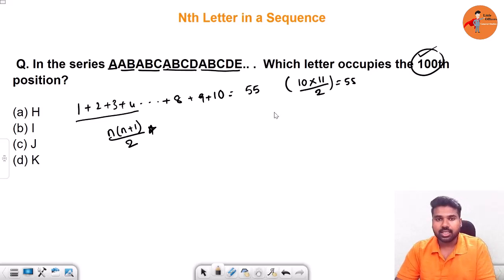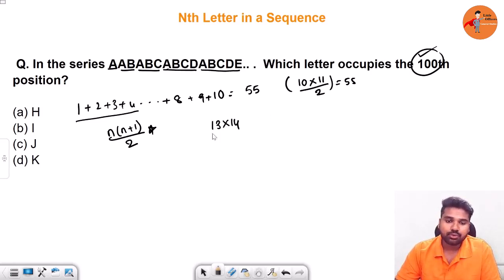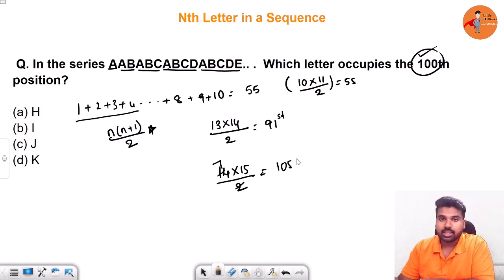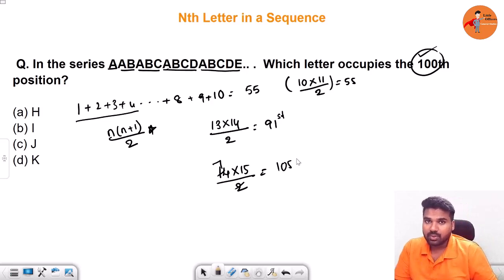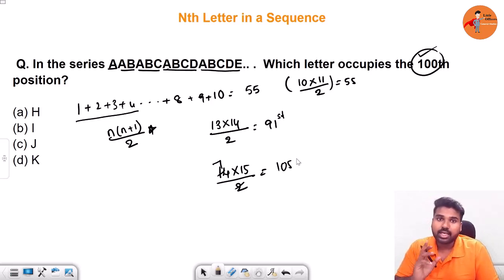So we have to go beyond 10. Let's say we try 13. 13 into 14 divided by 2, that is 91. This is coming a little closer. If I take 14 into 15 divided by 2, so 7 times 15, that is 105, the sequence goes beyond. That means somewhere after the 13th group, the letter in your sequence will lie.